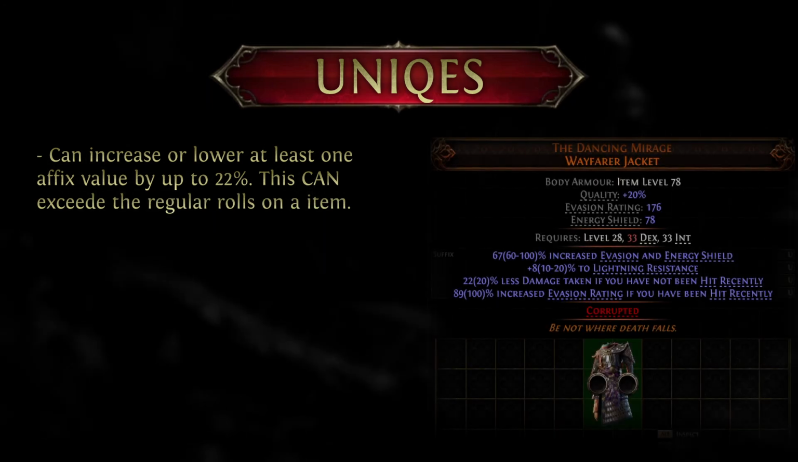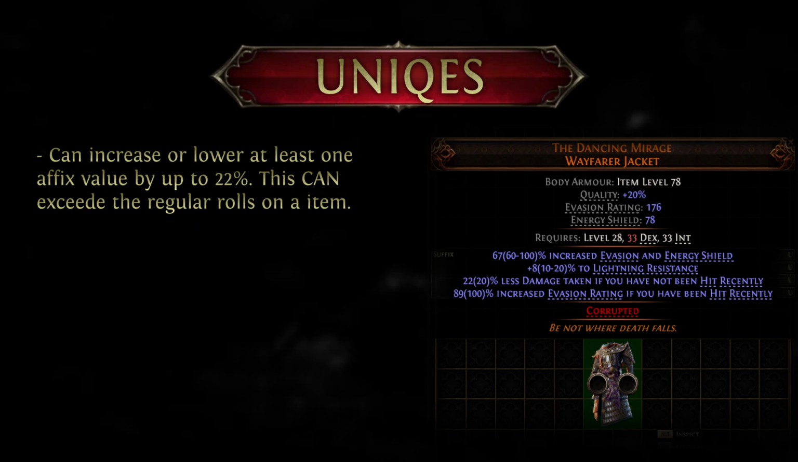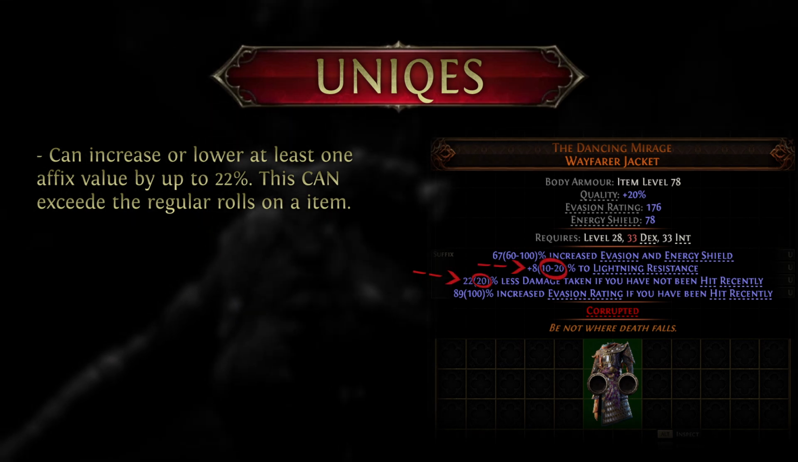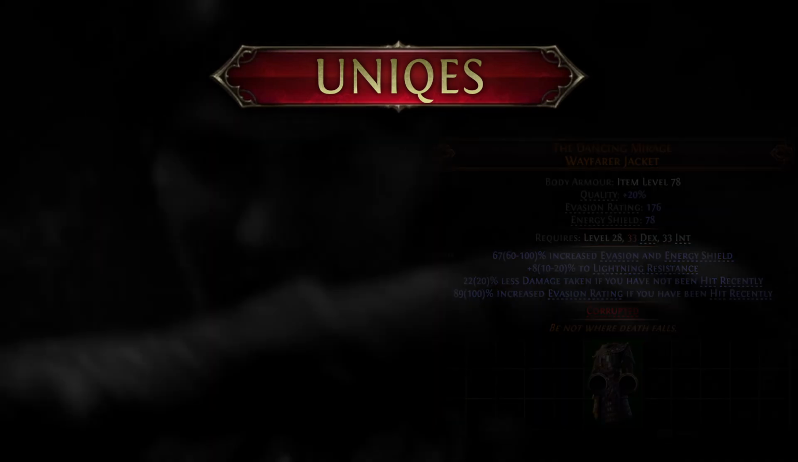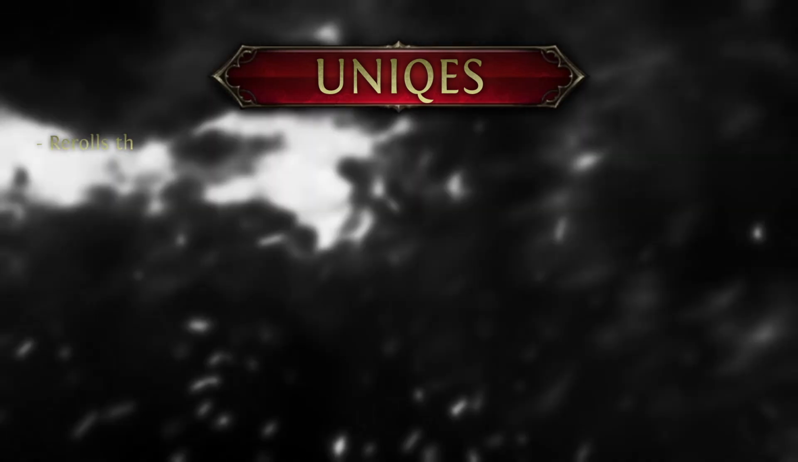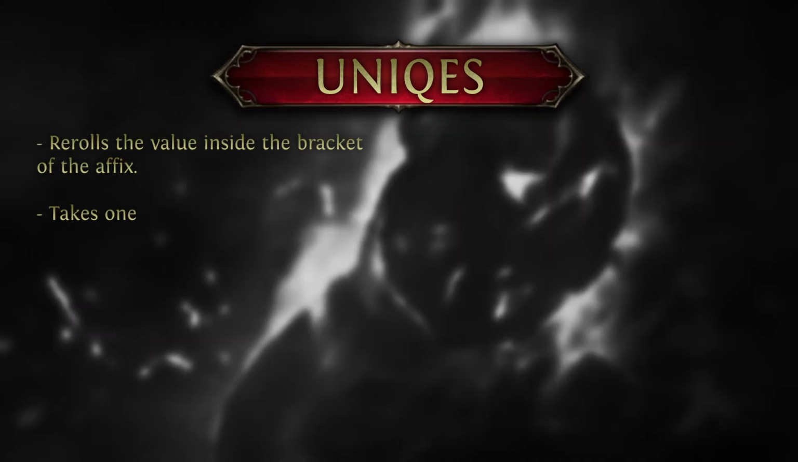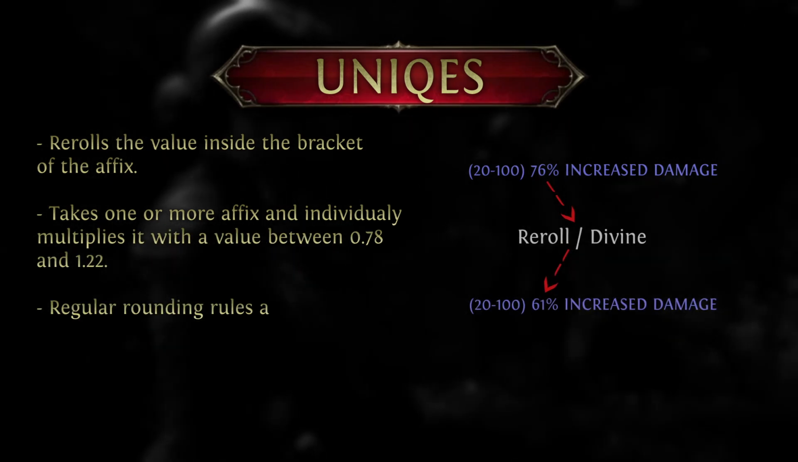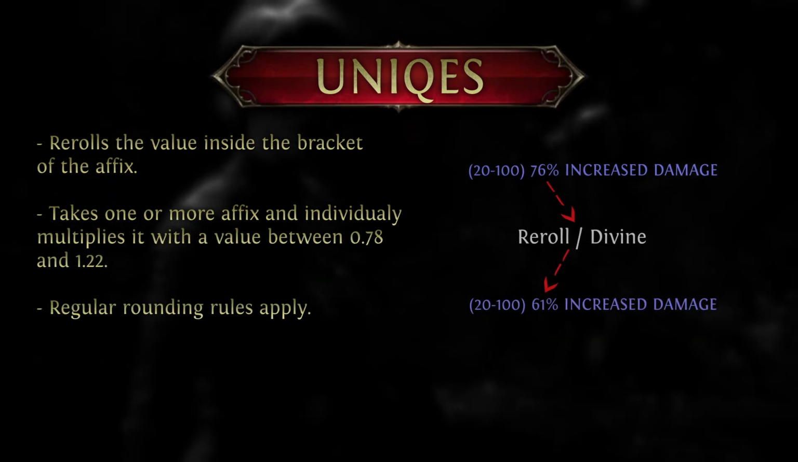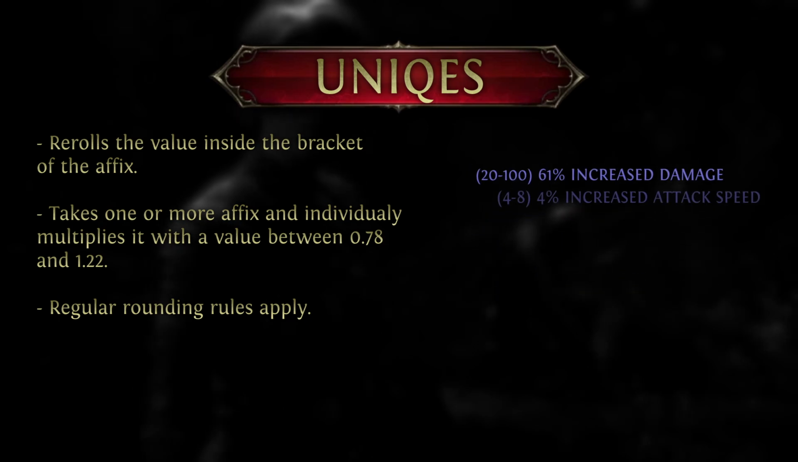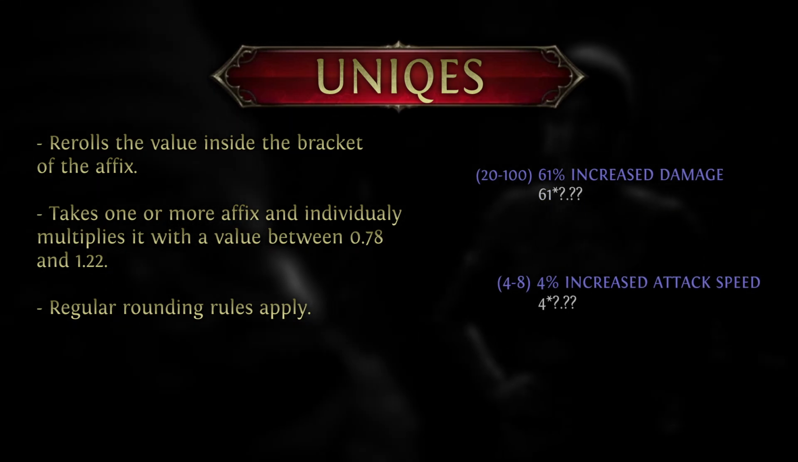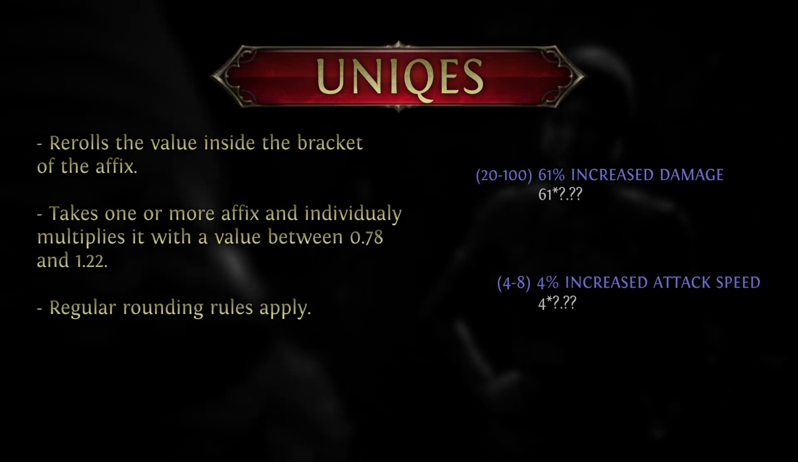If you take a look at the item to the right here, you can see that one value is higher and another one is lower than it can be on the item regularly. So what happens when this outcome is chosen when you corrupt your item? It first divines all the values on the item, then it takes one or more affix, where more than one affix is increasingly more unlikely, and individually multiplies it with a value between 0.78 and 1.22.